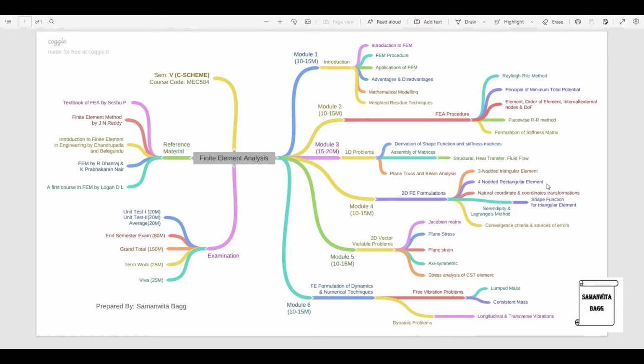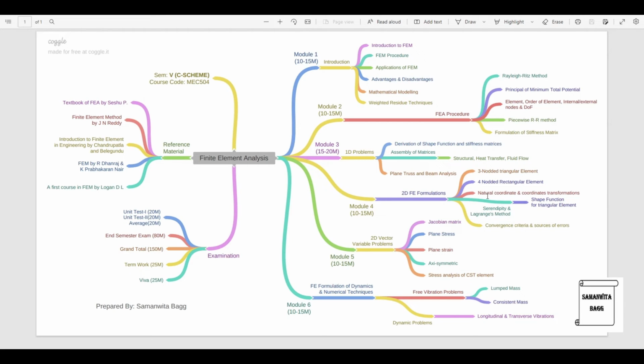Then you have the four-noded rectangular element. In this topic, it is possible that you can have the derivation asked for it, or you may have a numerical which is repeatedly asked in many papers. You can just check out the numerical. It is there in the lecture notes. So you just have to find the temperature at a particular point in a rectangular element. Say the point is at some value of x and y coordinate. You will have to calculate the temperature there, and you should know the shape functions.